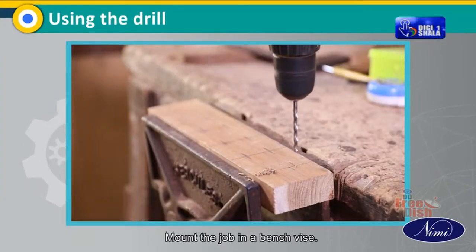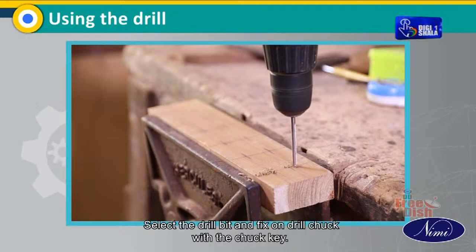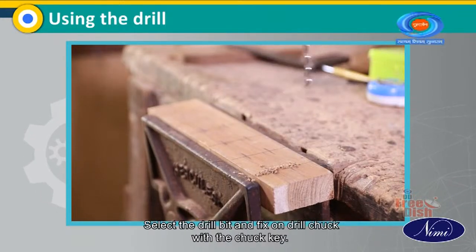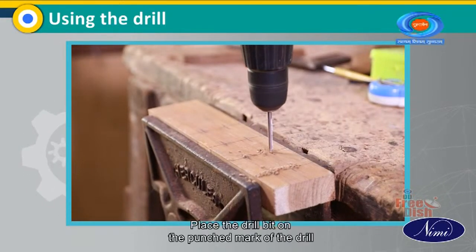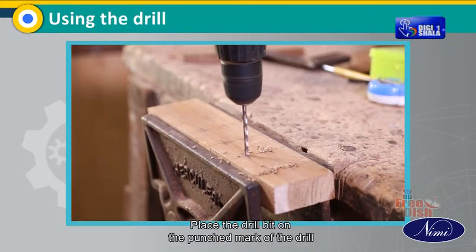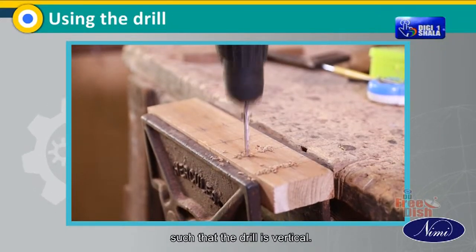Mount the job in a bench vice. Select the drill bit and fix it on the drill chuck with the chuck key. Place the drill bit on the punched mark of the job such that the drill is vertical.